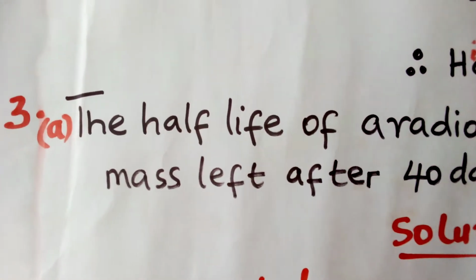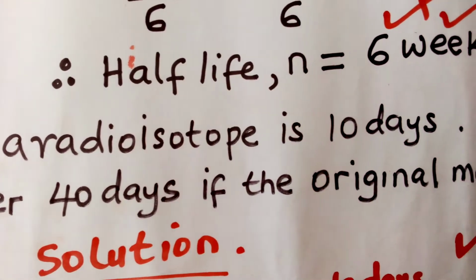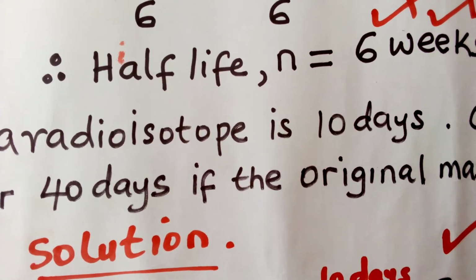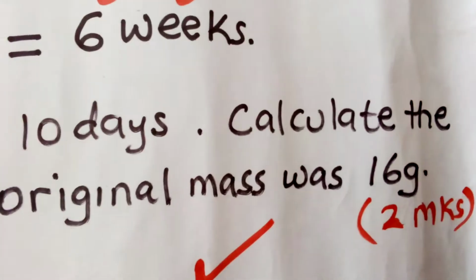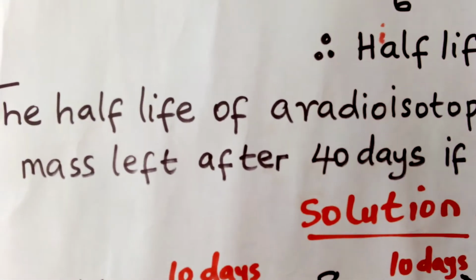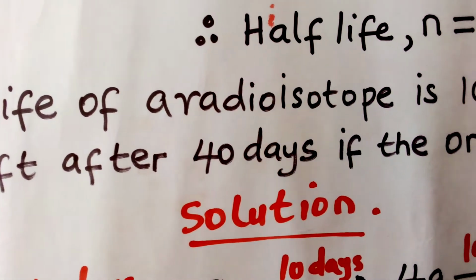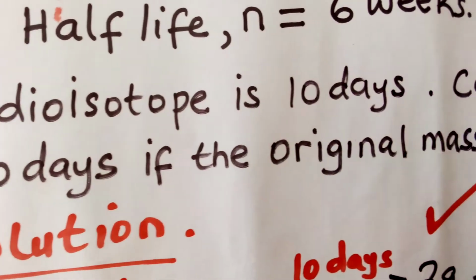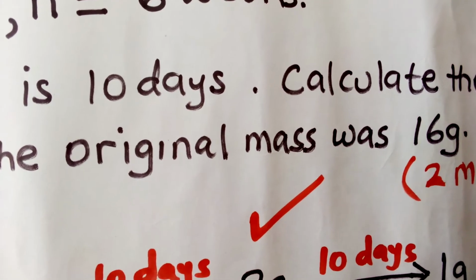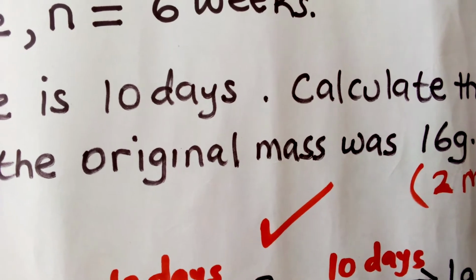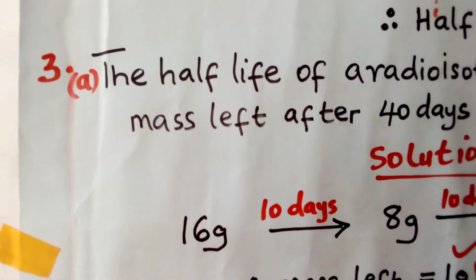Let's see how we can handle this. It says, let's read again, that the half-life of a radioisotope is 10 days. So the half-life is already known. The n is already known. What are we supposed to calculate now? Calculate the mass left. Okay, they want the mass left after 40 days, if the original mass was 16 grams. So they have given us the original mass, and they want the mass which is left. So what do we do as part of the solution?